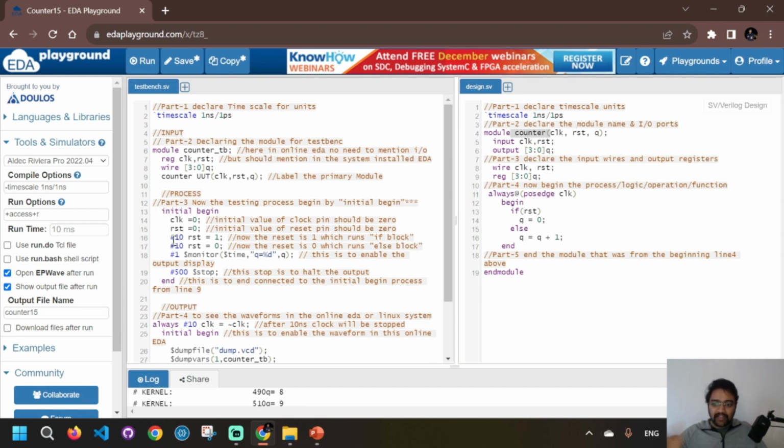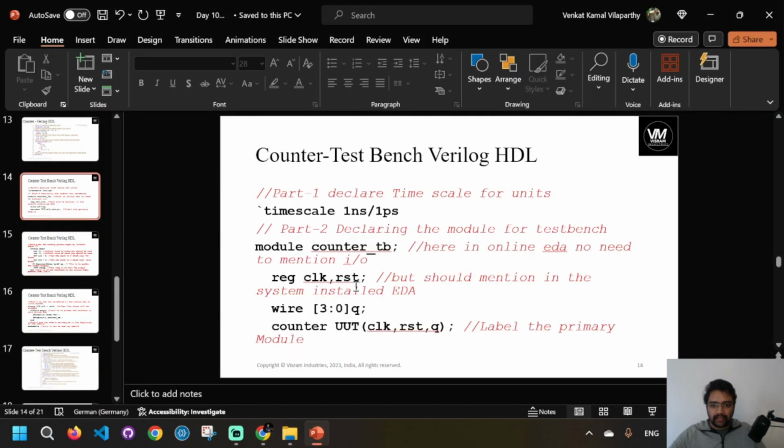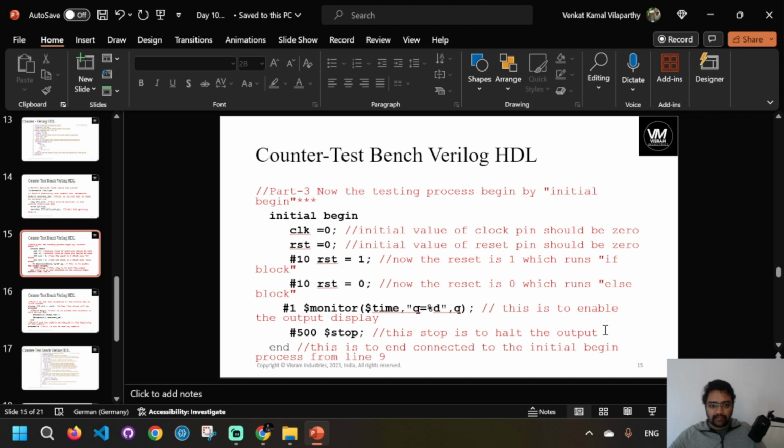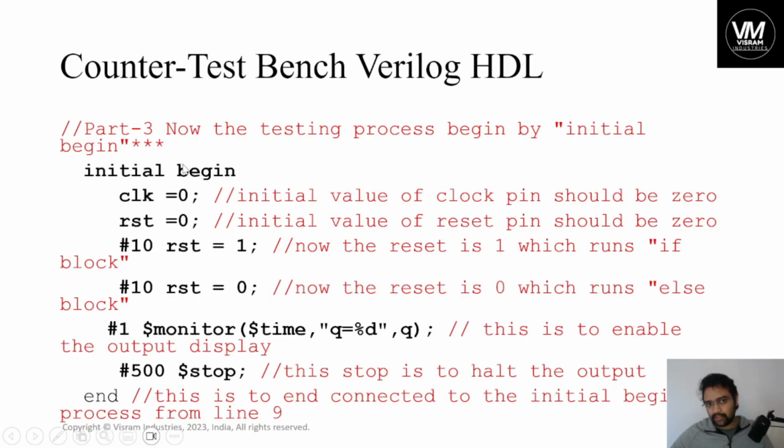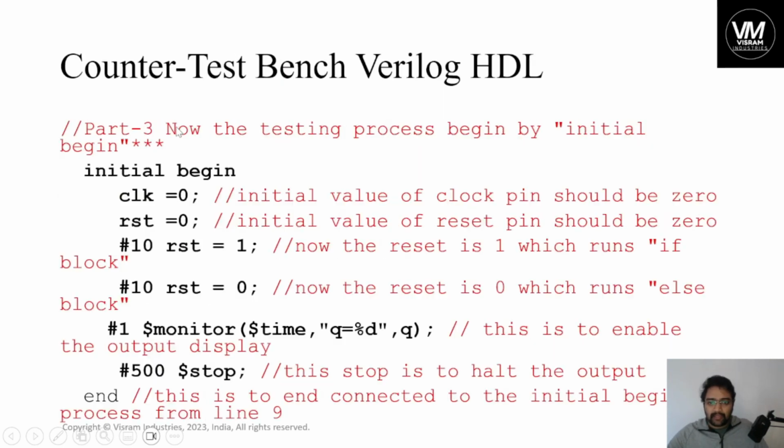And then after 10 nanoseconds, now we are declaring the clock. Hash 10 is nothing but 10 nanoseconds. After 10 nanoseconds, you need to make reset equal to 1. Now the reset pulse is 1. I'll show it in the declaration. Come to this part, those are the same, guys. So now the process begins in step 3, initial begin. Initial begin is nothing but process begin. That's why I have written it.